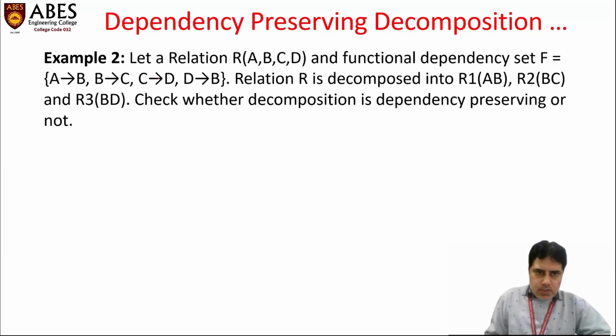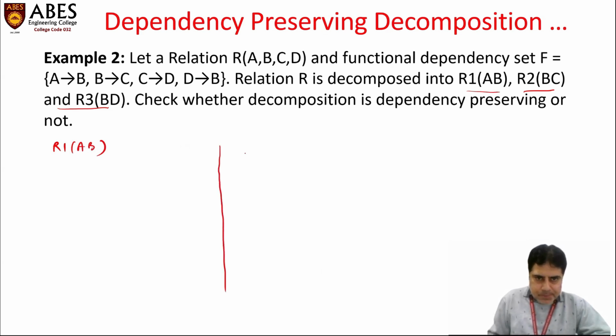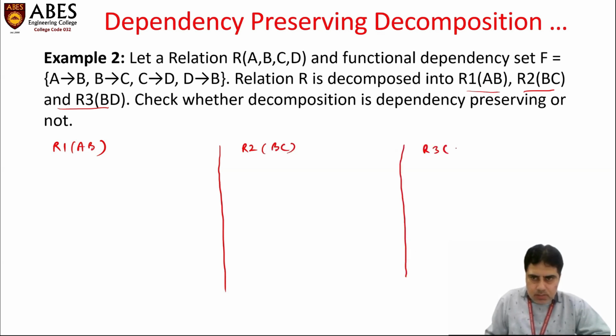Now let us take one more example. Let a relation R(A, B, C, D) and functional dependency set F equals A determines B, B determines C, C determines D and D determines B. Relation R is decomposed into R1, R2 and R3. So here R1 is AB, R2 is BC and R3 is BD. Now take the possible functional dependency set.